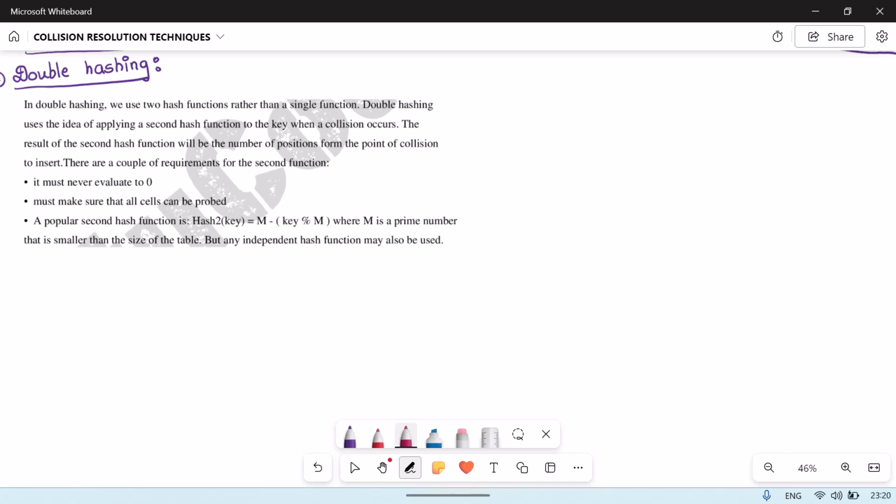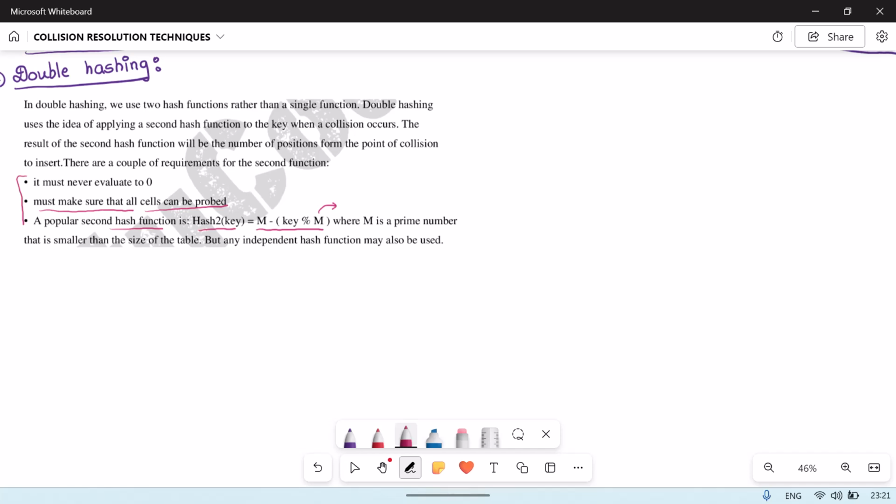The result of the second function will be the number of the position from the point of collision to insert. Now, when you select the second hash function, there are some points that you have to note. It must never evaluate to 0. And also you have to make sure that all the cells can be probed. And a popular second hash function is hash 2 of key is m minus key mod m, where m is the nearest prime number, and it should be smaller than the total size of the hash table. I'll explain all this with the help of an example.